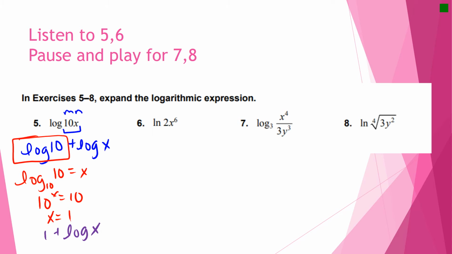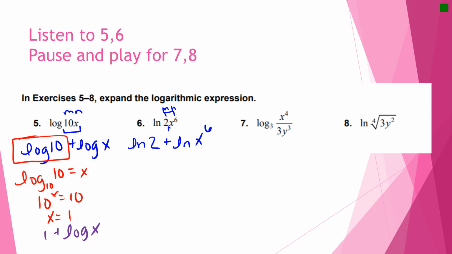All right, in 6, what you're doing again is we have a product. We have 2, which is your m, and x to the 6, which is your n. The only problem is, though, n also has a power. So we're going to be using 2 rules here. So this will look like natural log of 2 plus, because it's being multiplied, natural log of x to the 6th.